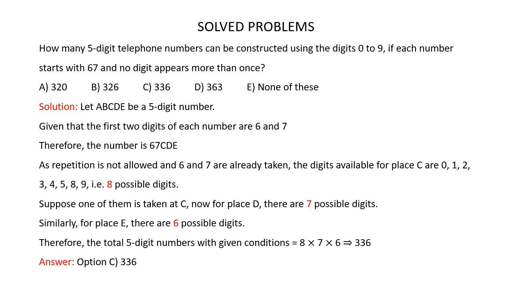So the total number of 5-digit numbers with the given conditions is equal to the number of ways of filling place C and the number of ways of filling place D and the number of ways of filling place E, and 'and' means multiplication. So the total is 8 multiplied by 7 multiplied by 6, which is 336. So 336 5-digit telephone numbers can be constructed using the digits 0 to 9 if each number starts with 67 and no digit appears more than once. So the correct answer is option C, 336.